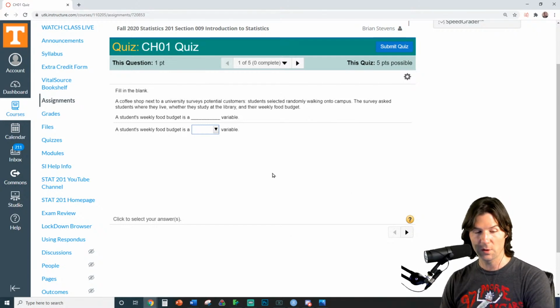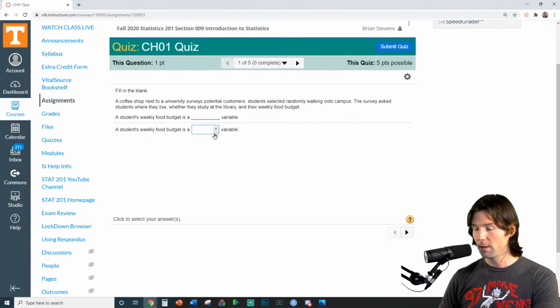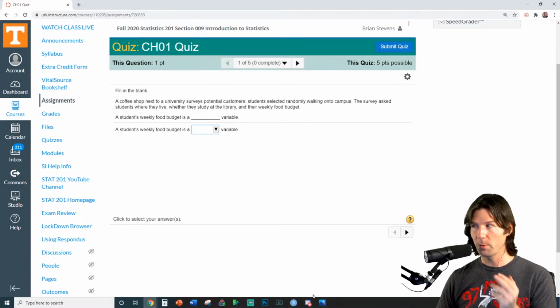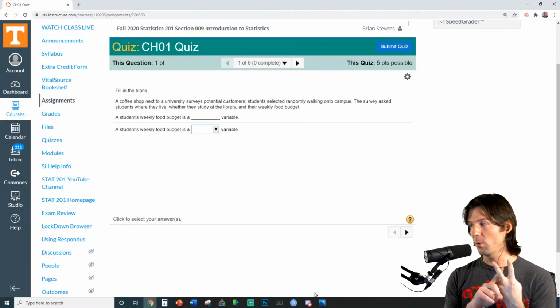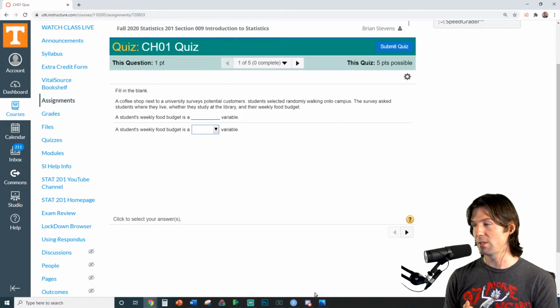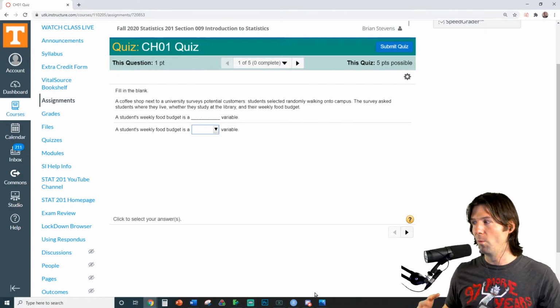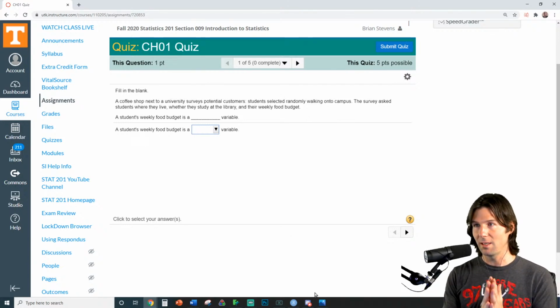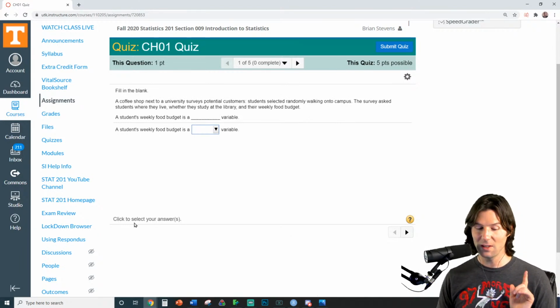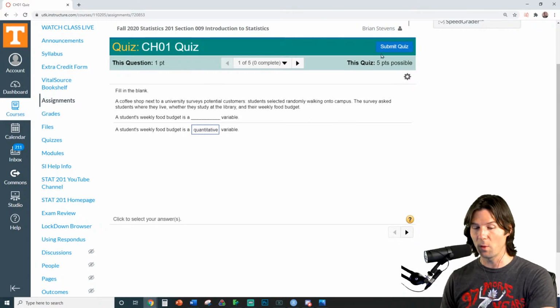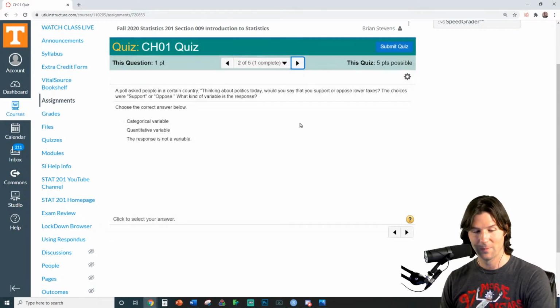The first question on the Chapter 1 quiz is: a student's weekly budget is a blank variable. The big thing we should know is that we have 3 types of variables: quantitative, categorical, and identifier. When you read this, it says a student's food budget. So you want to ask yourself, what is someone's food budget? Is that quantitative, categorical, or identifier? Probably the best way to identify it is to ask someone the question, how much money do you spend on food? And when you say how much, that makes it quantitative. So that should be a quantitative variable. We won't know until we submit the quiz.